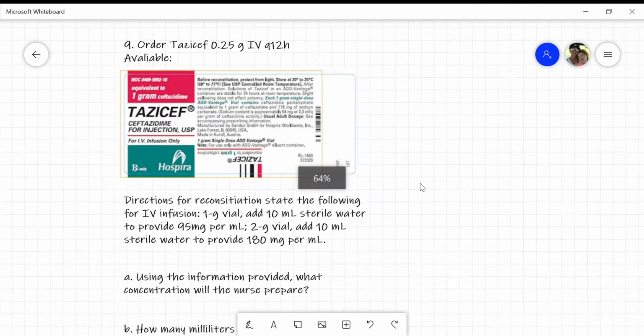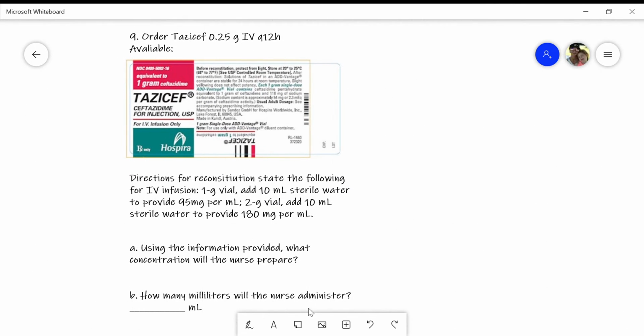So for 9, our order is 0.25 grams, and available is equal to 1 gram. And then directions for reconstitution. So we've got our 1 gram vial. We're going to add 10 milliliters to provide 95 milligrams per milliliter. So that right there is really all the information out of that big old paragraph that we need.